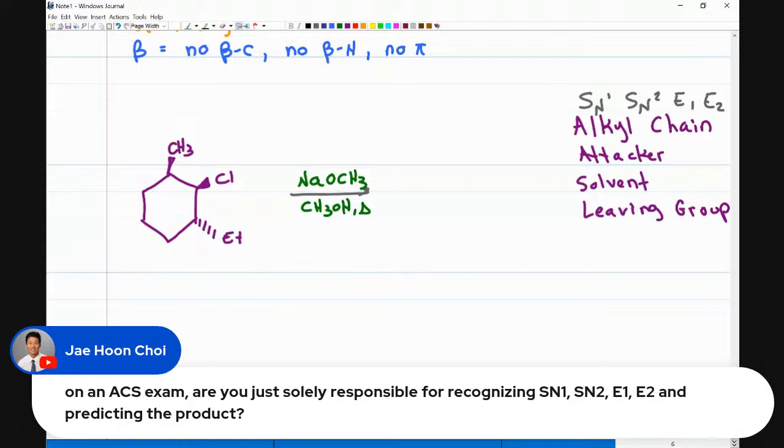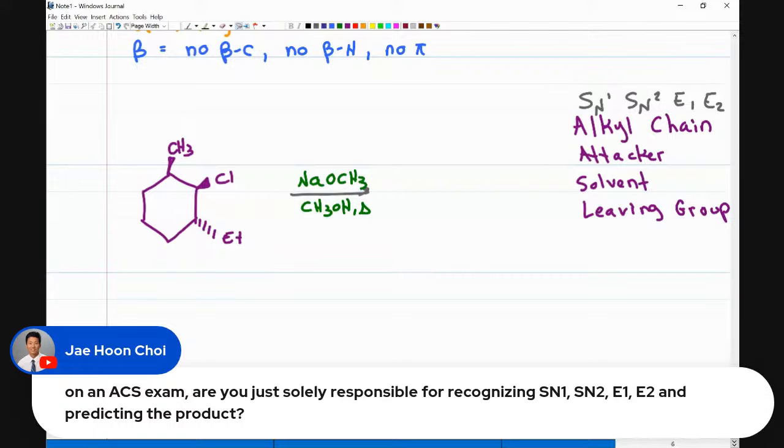On the ACS exam, are you solely responsible for recognizing SN1, SN2, E1, E2, and predicting the product? No, you are responsible for everything. Even though you don't have to draw a mechanism, the ACS will sometimes ask for in-between questions, meaning what does the intermediate look like, or which one will have the least stable intermediate, or what are the steps of the reaction, and they will list it out, step 1, 2, 3, in the multiple choice. Say there are 3 steps, they may give you choice A, 1, 2, 3, choice B, 1, 2, 3, 4, choice C, 1, 2. So you have to know everything to be able to pick and choose the right answer.